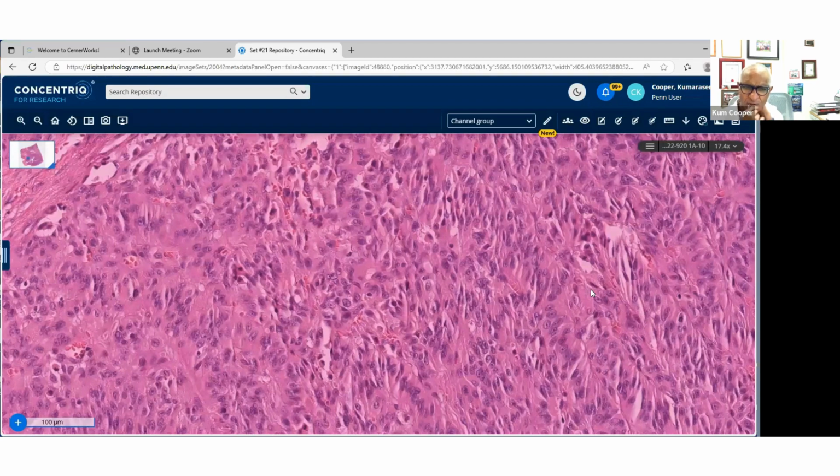There was a nice review, by the way, in Archives. I think it was earlier this year. A very nice review looking at mesenchymal tumors of the uterus. Archives is free, so search Archives of Pathology, uterine mesenchymal tumors, and that paper will come up. It goes through all of these things we've been talking about, including the high-grade uterine sarcoma. So a good review for trainees going for boards as well.